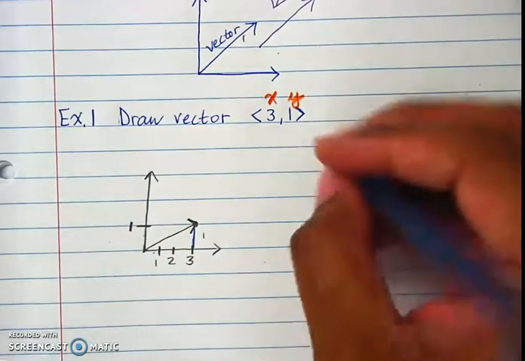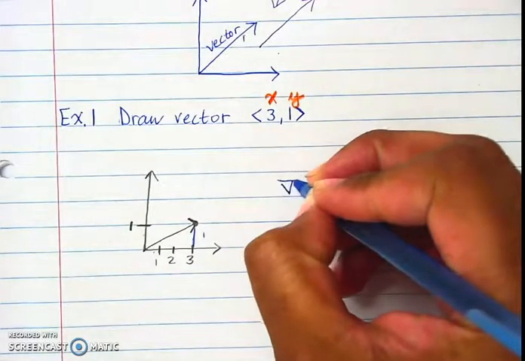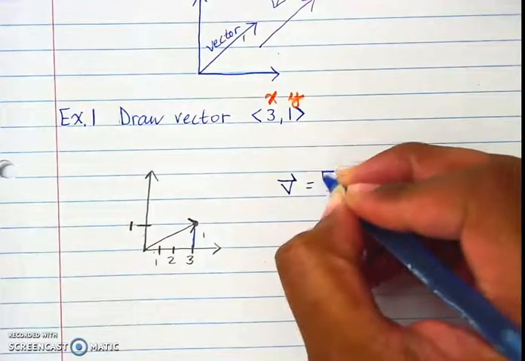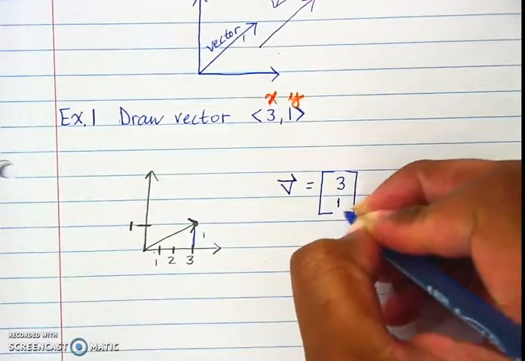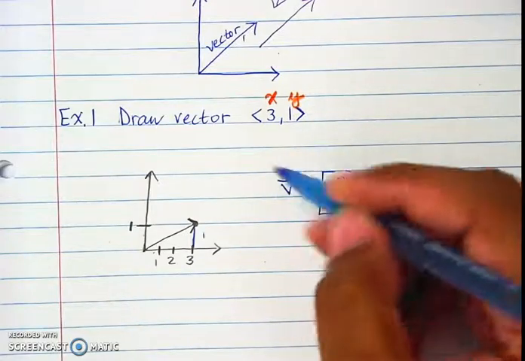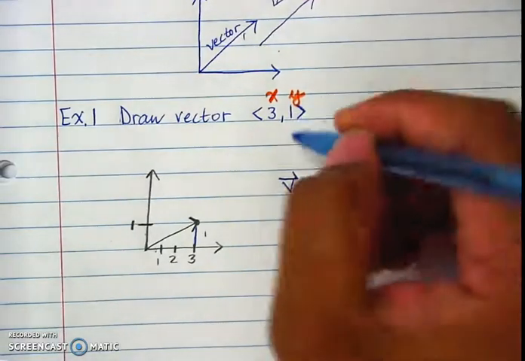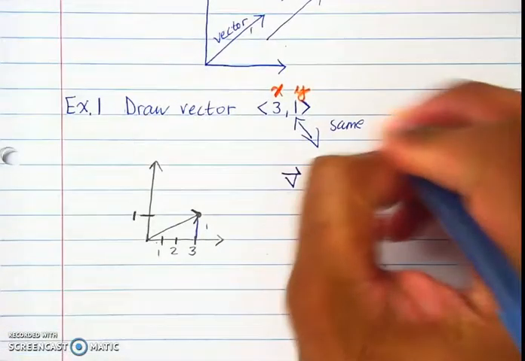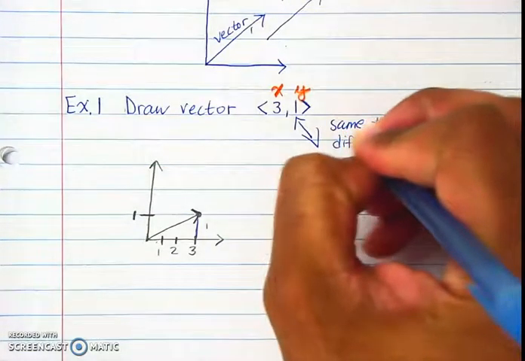Now, another way of seeing a vector: they might not say draw a vector. They might just do this, and say to draw it out. So this symbol right here means the same thing as just drawing it out from here. And so that's all you would have to do. So just know these are the same thing. Same thing, different notation.